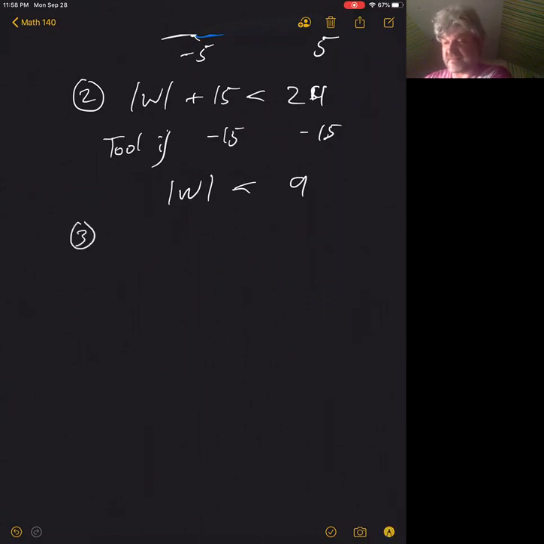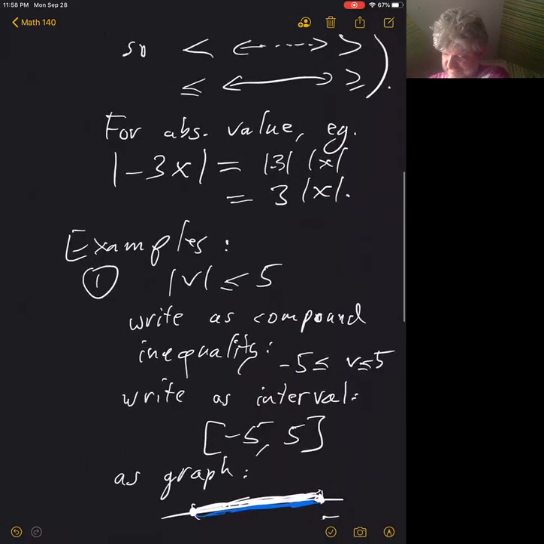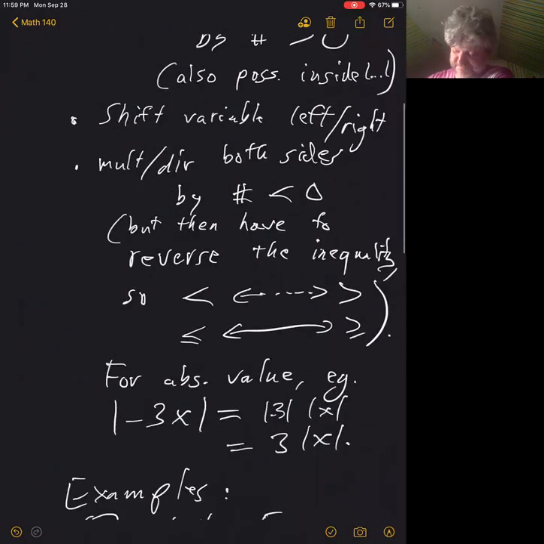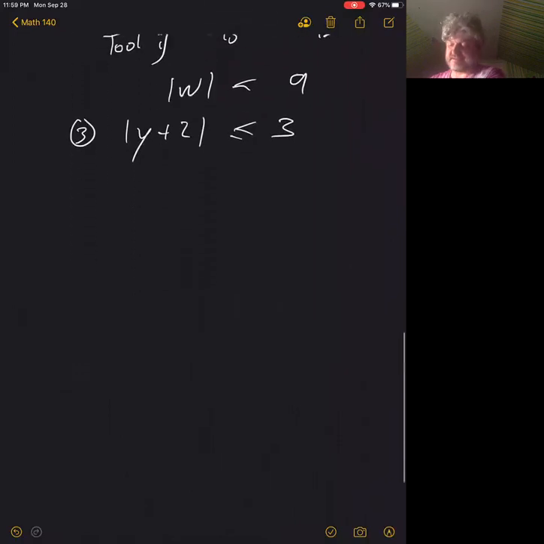Type 3: absolute value of y plus 2 less or equal 3. Here we need the shift. Where's the shift? It is tool item 3: shift the variable left or right. And in this case, it's best to think about this graphically. I recommend to think about this graphically.